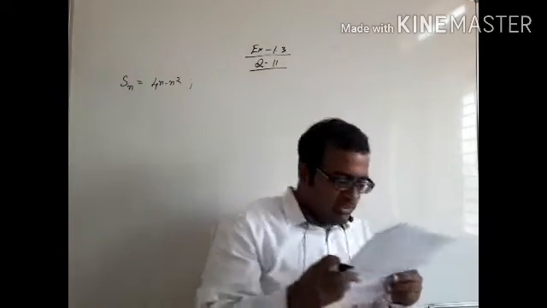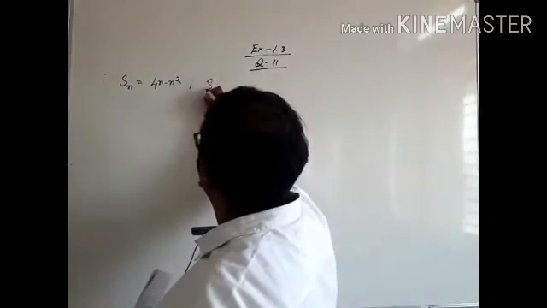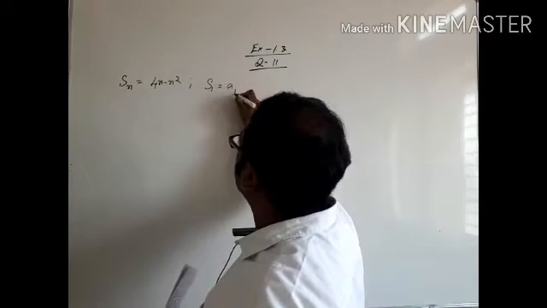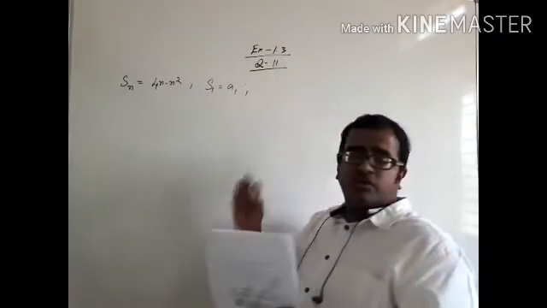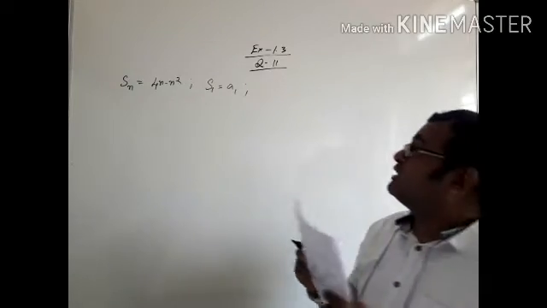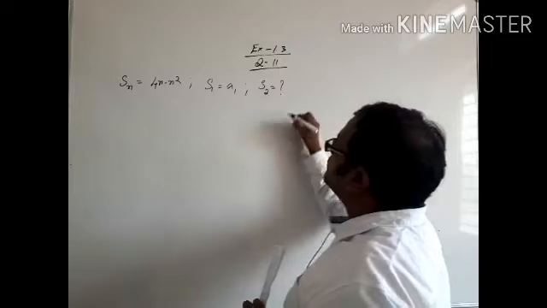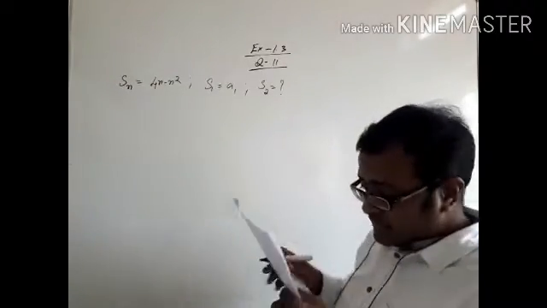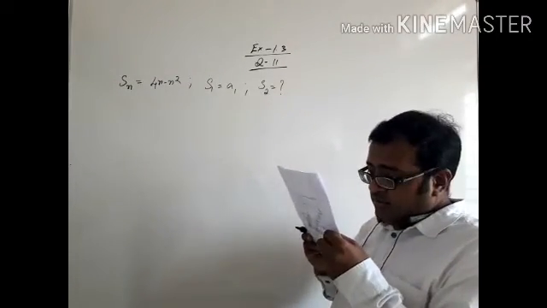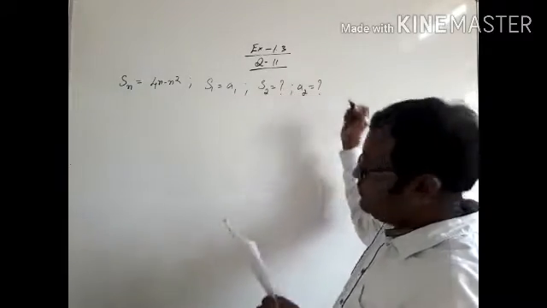Then, what is the first term? First term, you can call it S1 or which is also called A1. Doesn't make any difference. You have to find out S1 and A1. What is the sum of first two terms? Sum of first two terms is nothing but S2, which is nothing but A1 plus A2. And what is the second term? Also taken as A2.